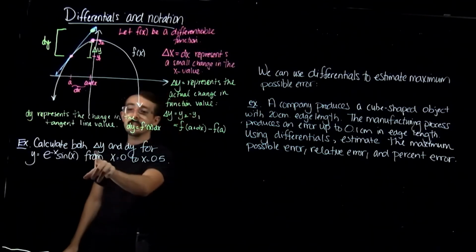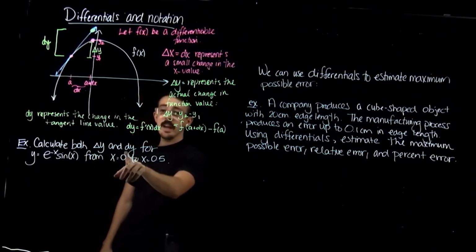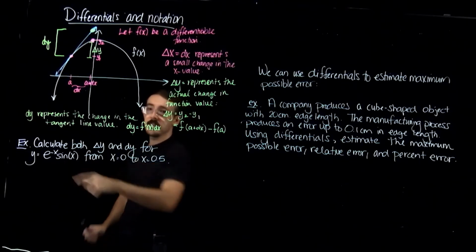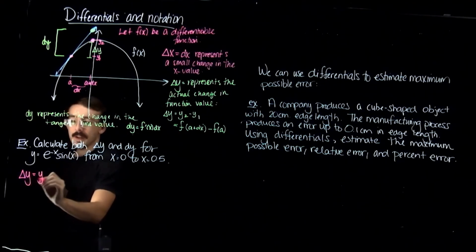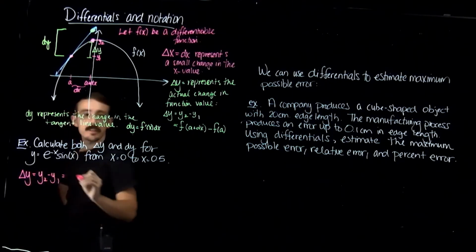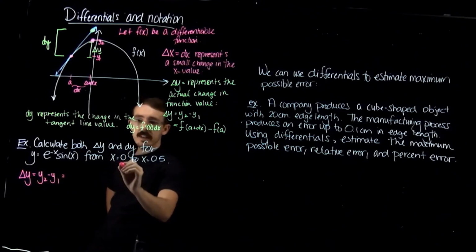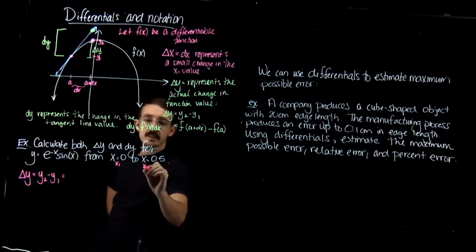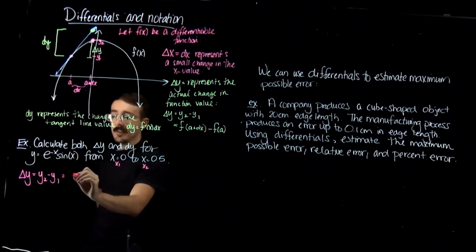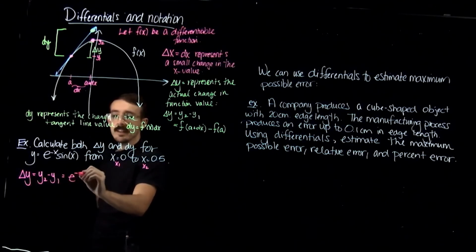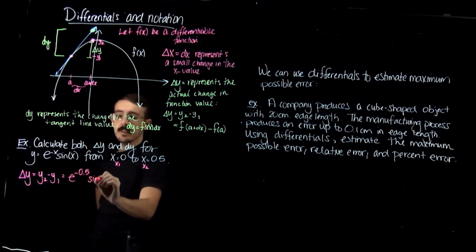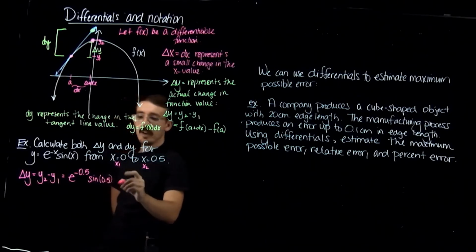So I'm going to calculate both the change in y, the actual change in y, and the differential dy for this function right here. So actual change in y is pretty easy. This is y2 minus y1. So that's equal to, if I say that this first x value is x1, and I say this one's x2, then I'm going to plug in x2 first. So I'll get e to the negative 0.5 sine of 0.5 minus, and I'll plug in 0, e to the 0 sine of 0.